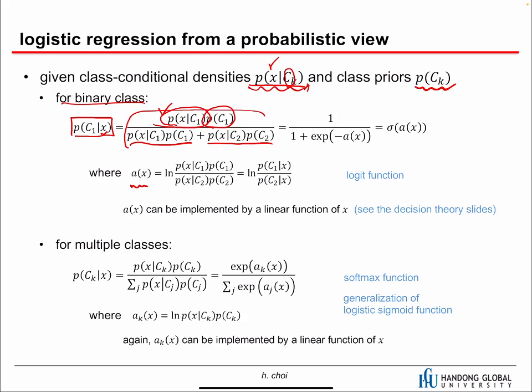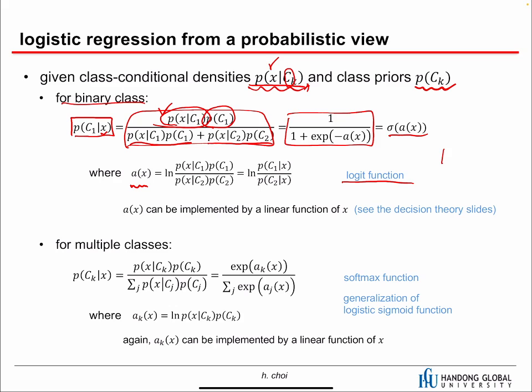Then this whole equation can be rewritten in this way, and this is actually a sigmoid function like this. So we can understand this logistic regression from a probabilistic perspective. Okay, so there is a strong, direct connection actually here. This a of x is called the logit function. So we're going to talk about this issue in the neural network chapter.